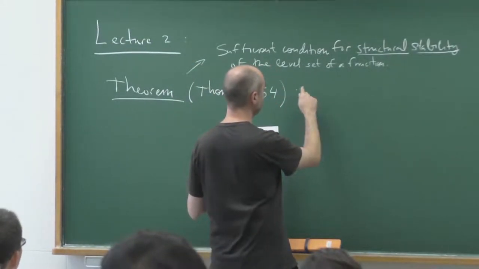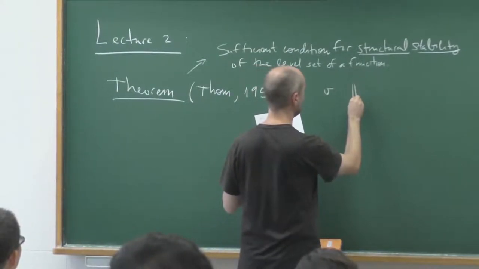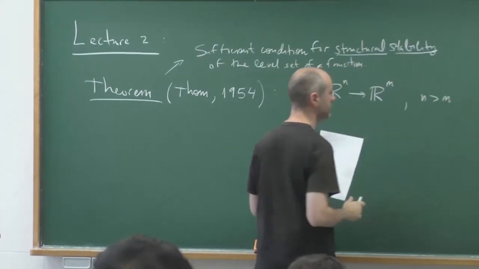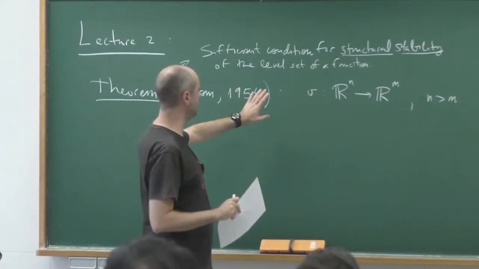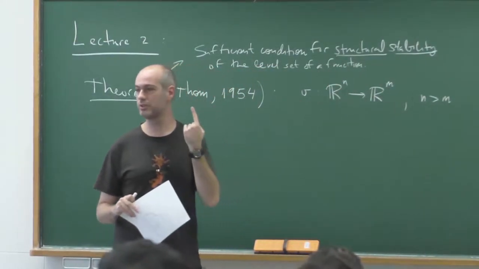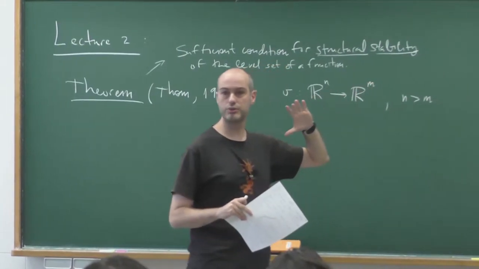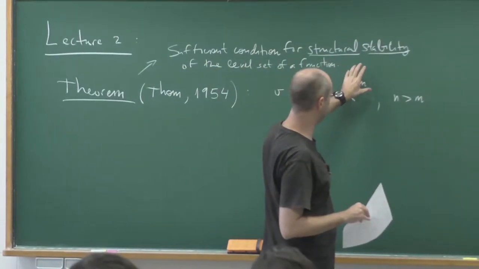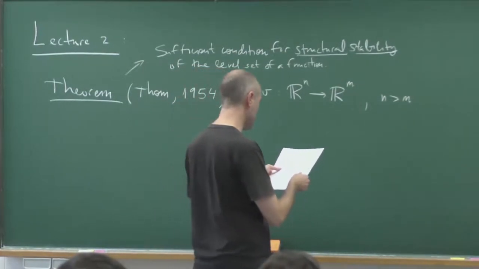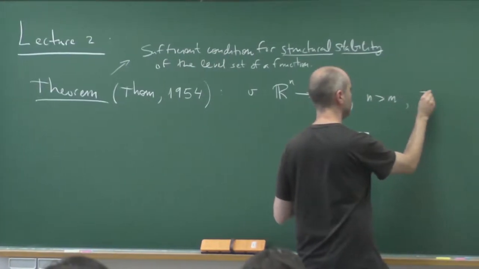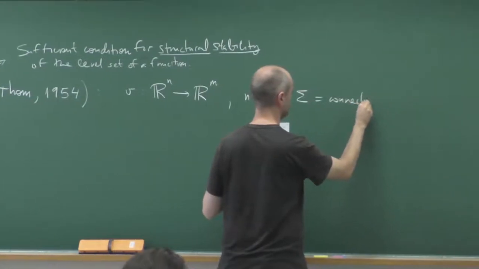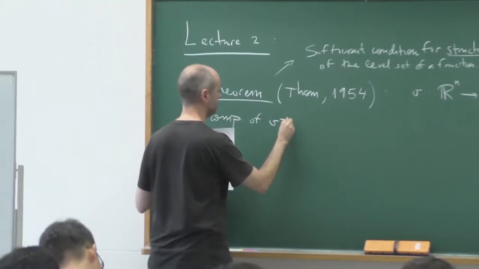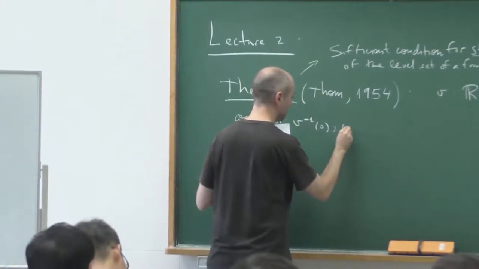So in general, we consider a map V from R^n to R^m, with n strictly bigger than m. In our particular case, in this course, I will apply this theorem when m is equal to 1, just one function, or when m is equal to 2. In lecture 4, I will talk about intersection of level sets. So in this case, this will be m equal to 2. But at this moment, you can think of m being equal to 1. And consider Sigma a connected component of the zero level set of V, which is compact.